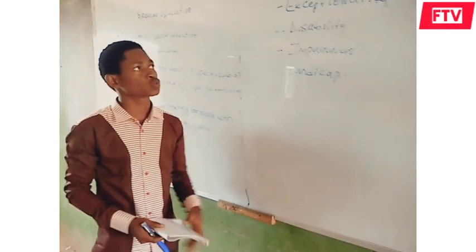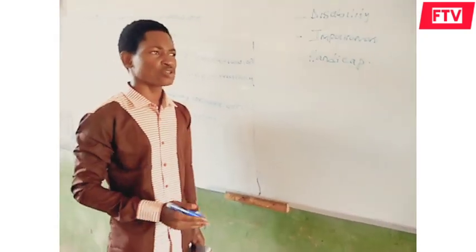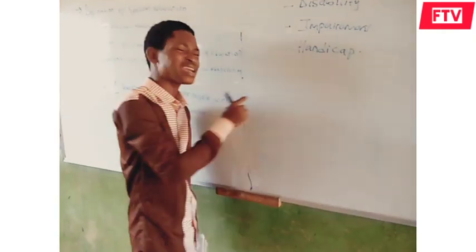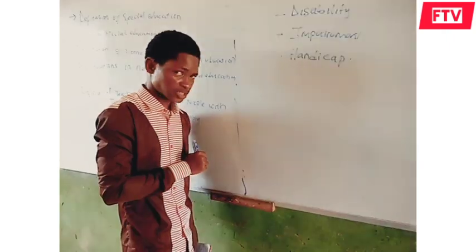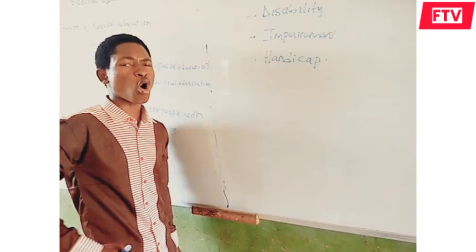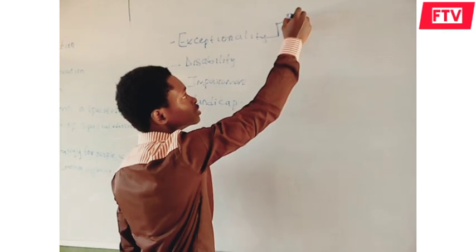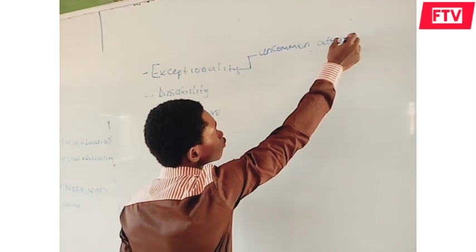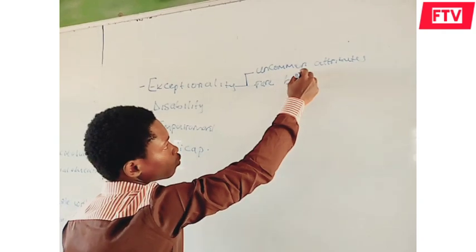Now, we will go with the first one, exceptionality. When you say someone is exceptional, you have an exceptional attitude. That is, there is probability that that person has a characteristic, a behavior that is not common in the society. Exceptionality refers to the exhibition of uncommon attributes, or let me say, rare behavior.